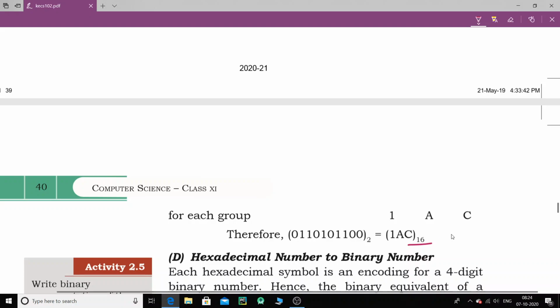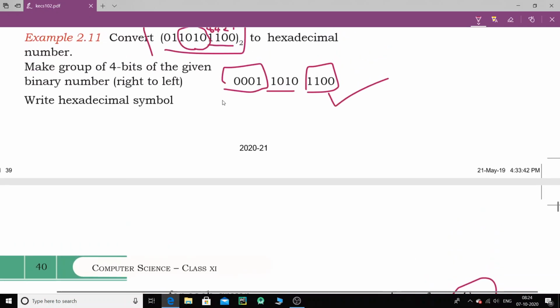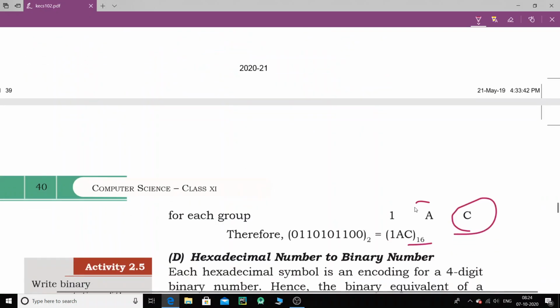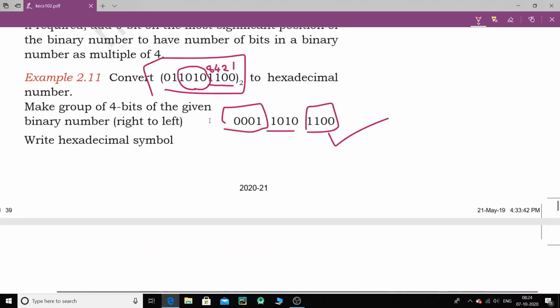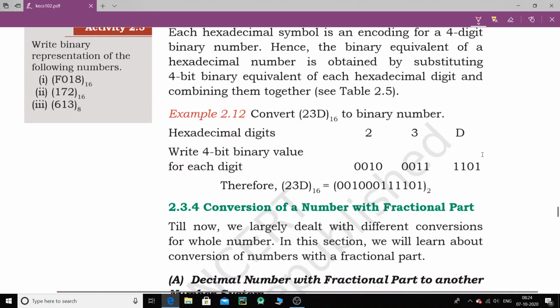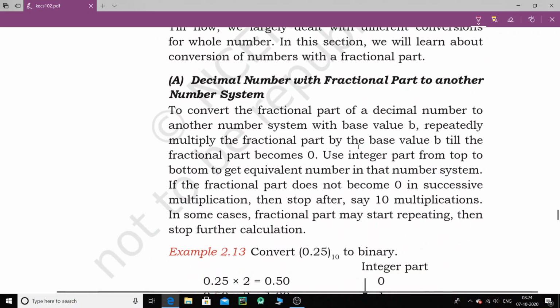So that is C, that is 12. This is 1010, so this is 8, and this is 2, so that is 10, so that's A, and this is anyway just 1, so 1AC in hexadecimal, right? So all this is pretty simple, because the conversions are simple.